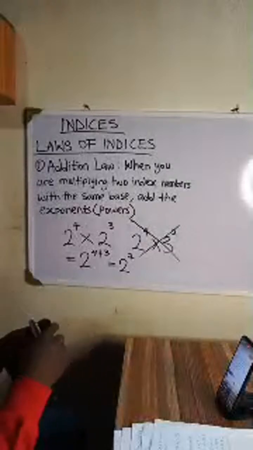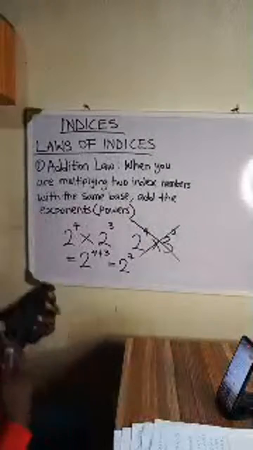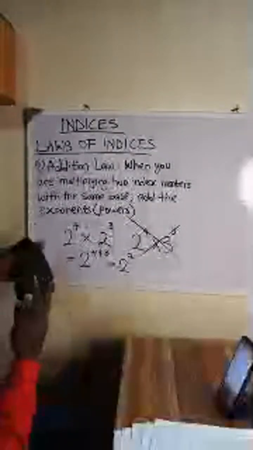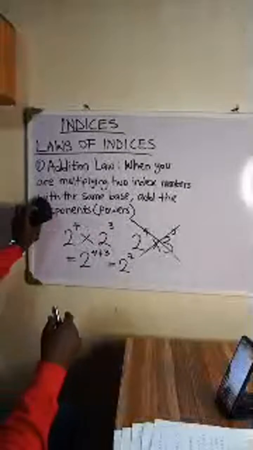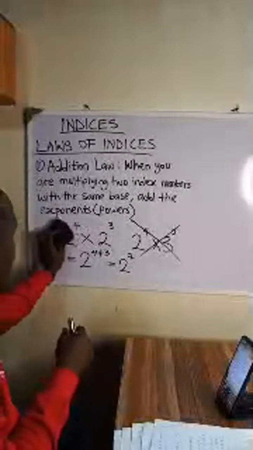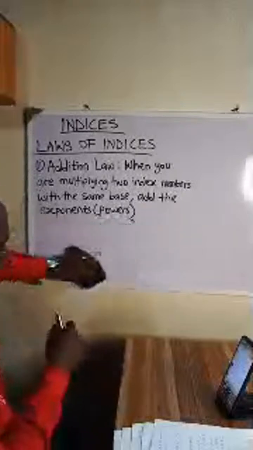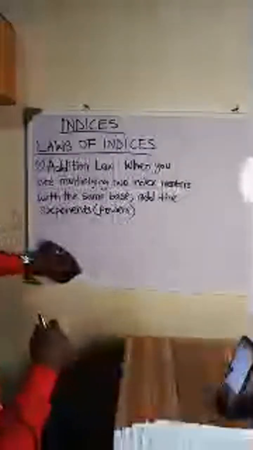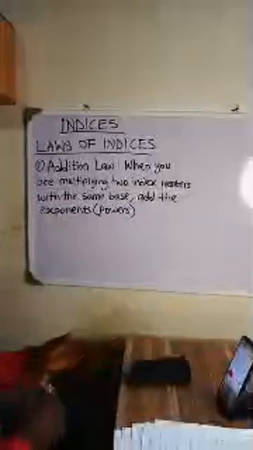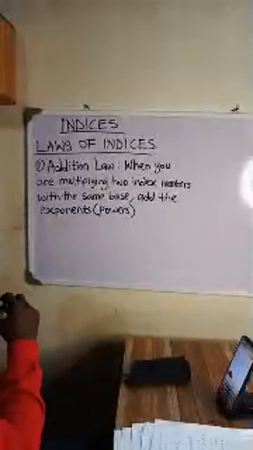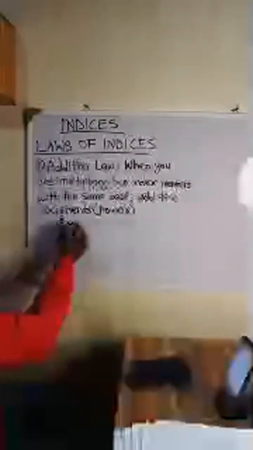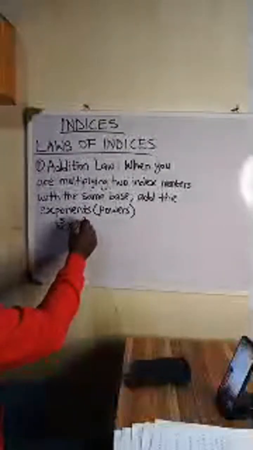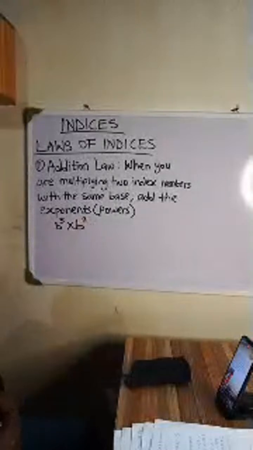Let's continue. Let's look at some examples using this law. Let's apply some examples. Okay, so if we have b to the power of 5 times b to the power of 2. Let's see why this law is correct.